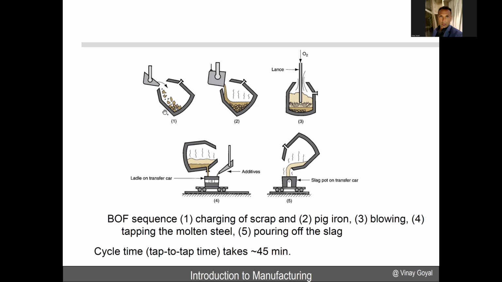Here's a process sequence. Number one, you will be charging the scrap. Then you have the pig iron being dropped in here. Then you'll apply a blowing process to that. And then you're going to tap the molten steel and add your additives in there. And then you're going to do the pouring of the slag. And that cycle time from tap to tap is 45 minutes.